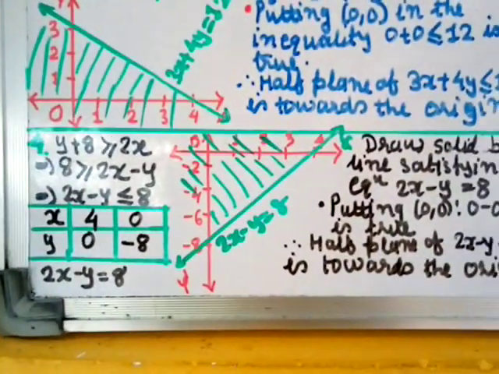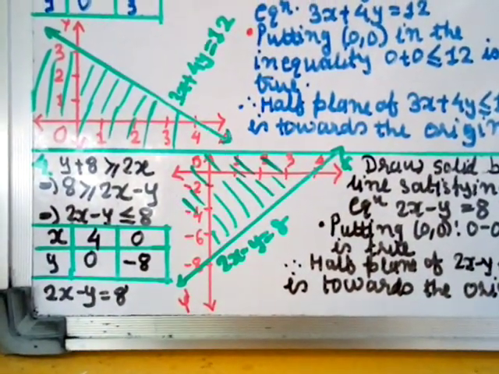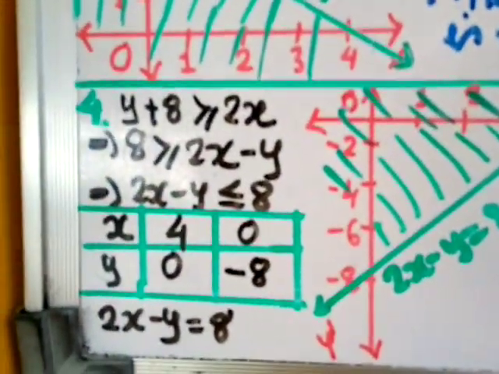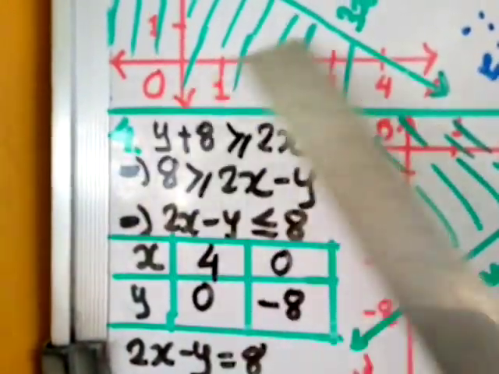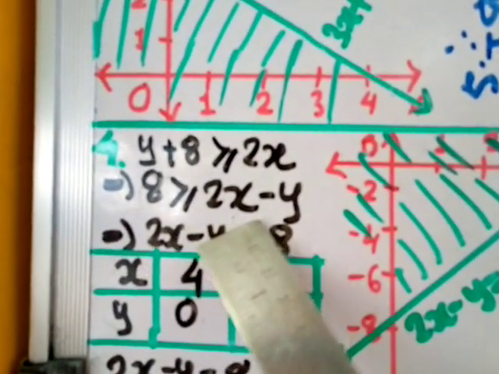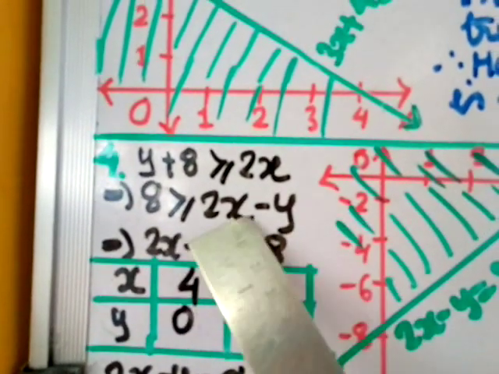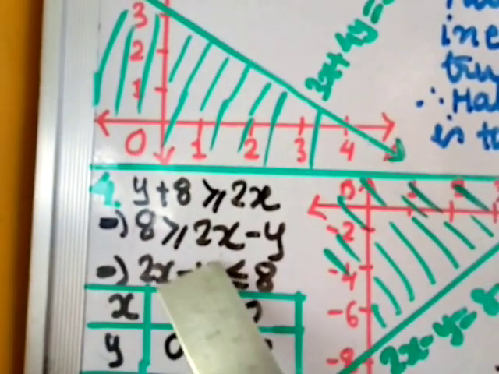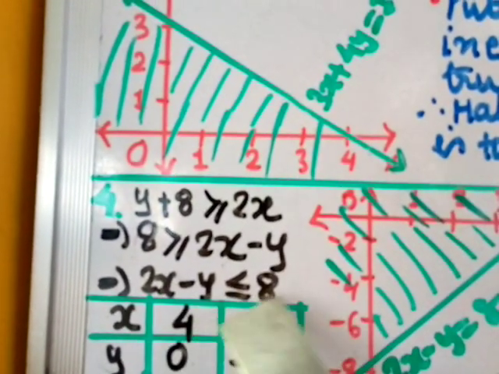Question number 4. y plus 8 greater than or equal to 2x. Here I am first simplifying this. I am transferring this plus y over here, it becomes minus y. So you get 8 greater than or equal to 2x minus y. So 2x minus y will be less than or equal to 8.